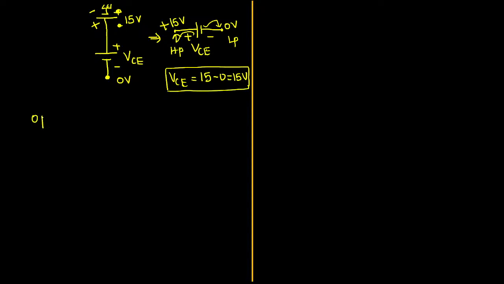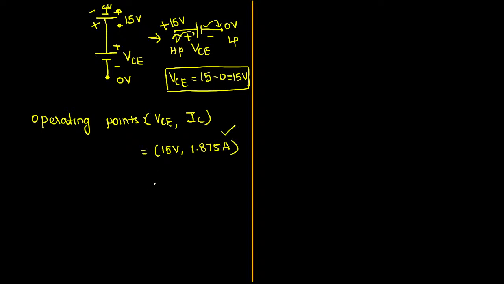So finally, the operating point for this circuit. The operating point of the circuit is collector to emitter voltage comma collector current IC. What is the value? Collector to emitter voltage is 15 volts and the current is 1.875 ampere. We found this, it is called the operating point. Now tell me whether the transistor is in active region or not.